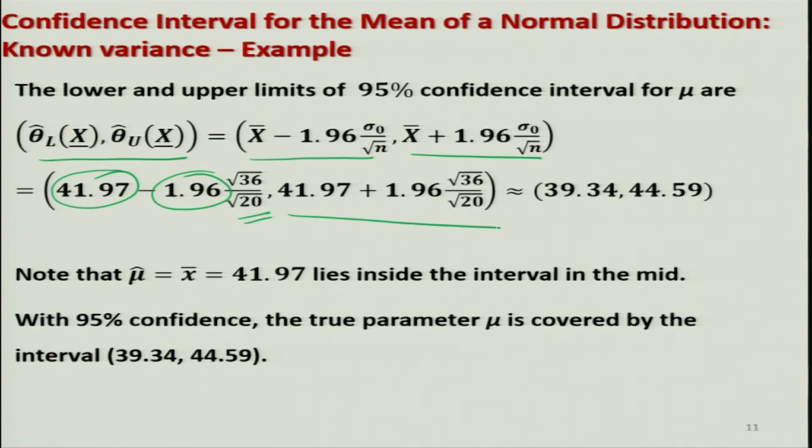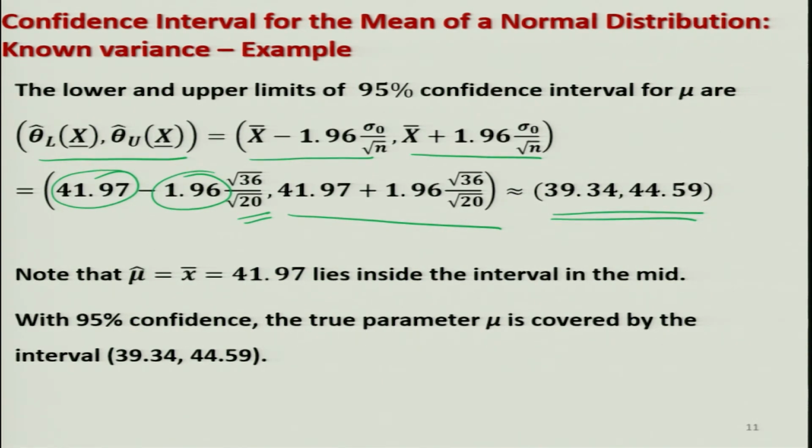And similarly, you can write down here the upper limit also, and you can solve it, and this will come out to be approximately 39.34 to 44.59. That means the mu is expected to lie in the range 39 degrees to almost 44 degrees, right.